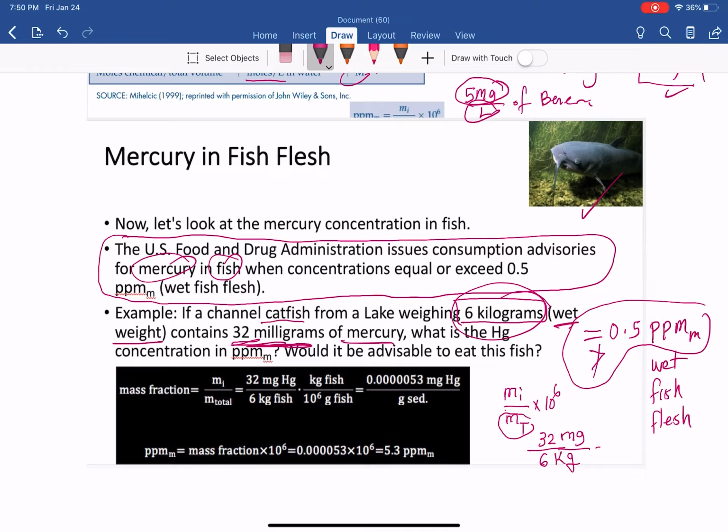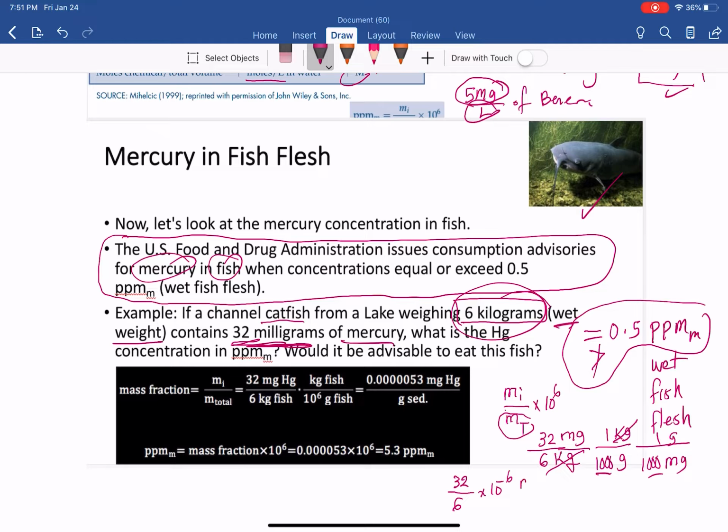So I will convert 6 kilogram over gram, that's 1,000. So kilogram with kilogram, and then I will change gram to milligram, and 1 gram is equal to 1,000. So right now the answer would be 32 divided by 6. You can see here 1,000 times 10 to the minus 6.